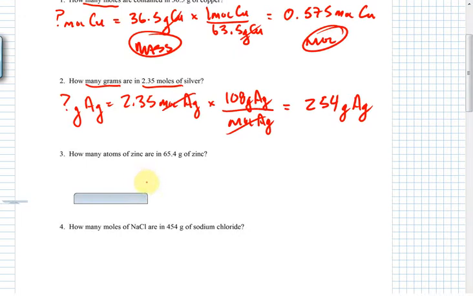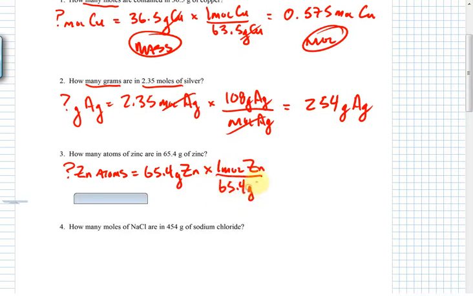How many atoms of zinc are in 65.4 grams of zinc? How many zinc atoms are in 65.4 grams of zinc? So I'm starting with a mass. Okay, I want to get the actual numbers of atoms. I look at the periodic table. A mole of zinc just happens to have a molar mass of 65.4 grams of zinc. Isn't that nice? Grams cancel grams.